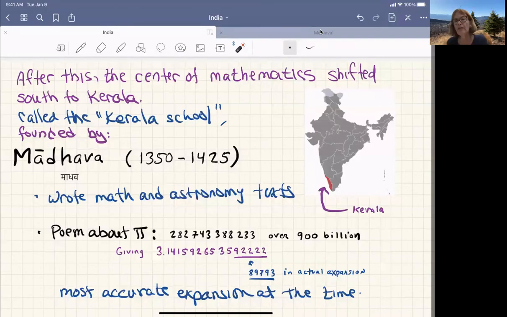And if you compare that to the correct value of pi, you have to go, so these digits here are all correct. And then finally, the error only starts way down here. So it's a surprisingly accurate calculation of pi, and it was the most accurate at that time.